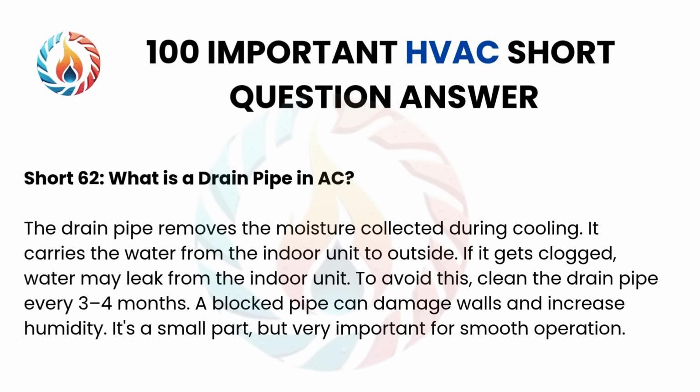Short 62. What is a drain pipe in AC? The drain pipe removes the moisture collected during cooling. It carries the water from the indoor unit to outside. If it gets clogged, water may leak from the indoor unit. To avoid this, clean the drain pipe every 3 to 4 months. A blocked pipe can damage walls and increase humidity. It's a small part, but very important for smooth operation.